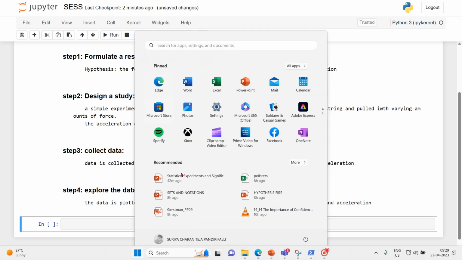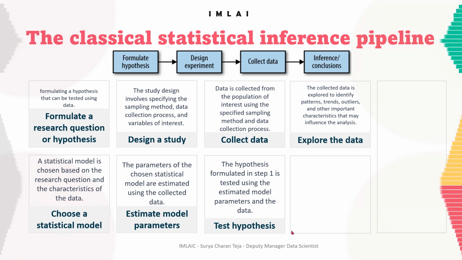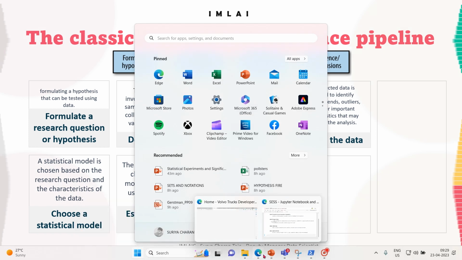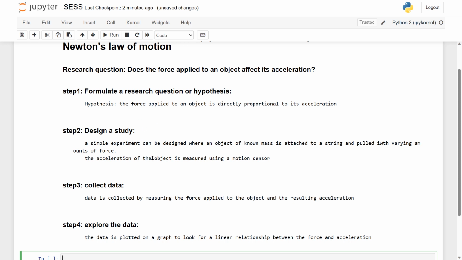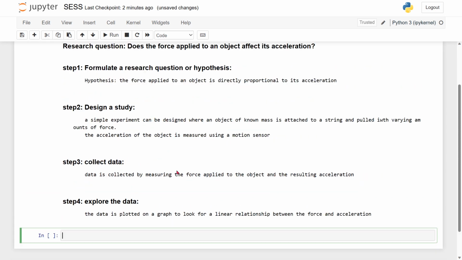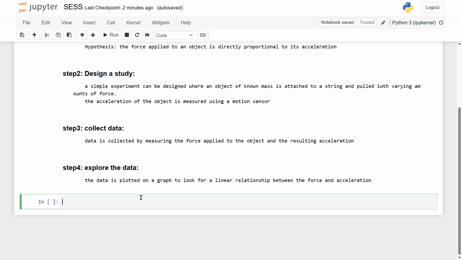Okay, next, let's get back. So the next step is to choose a statistical model. Once you have explored your data, now it's time to choose a statistical model. A statistical model is chosen based on the research question and the characteristics of the data. In this case, what Newton did is pretty straightforward. We are looking for the force applied to an object being directly proportional to its acceleration, so obviously it would be a linear relationship.